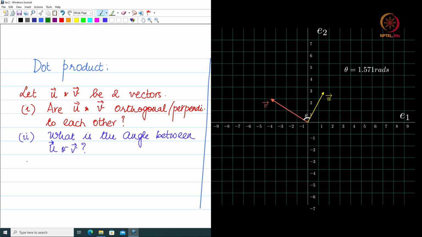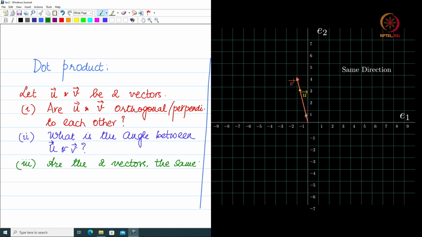And C, we are going to ask, are the two vectors the same vector? What do we mean by that? Are the two vectors the same vector? So, what do we mean by that? That means the angle between them is 0. That is what we are going to look at.